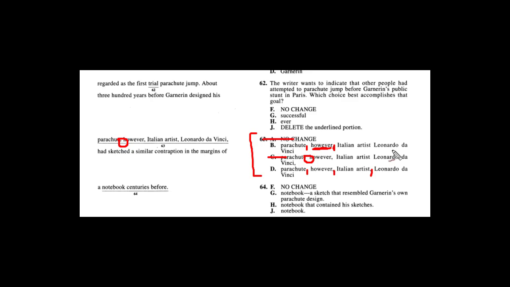Here there is no comma. So you have to ask yourself, is this relevant? Can you cross this out? When you read the sentence, does it still make sense when you get rid of "Italian artist"? About 300 years before Garnier designed his parachute, however, Leonardo had sketched a similar design. It is important. We do need to know that Leonardo was an Italian artist, so it's non-crossable. You cannot cross that out because it's important to know that Leonardo was an Italian artist.